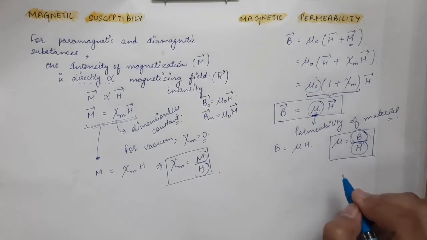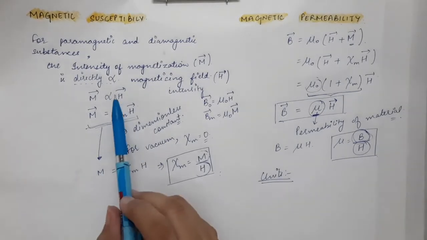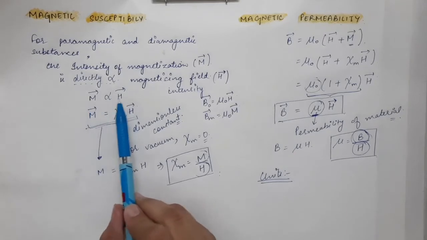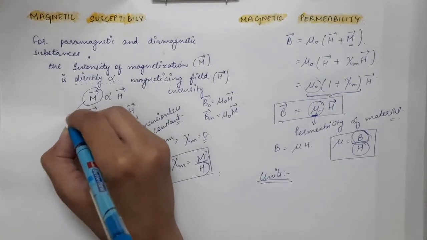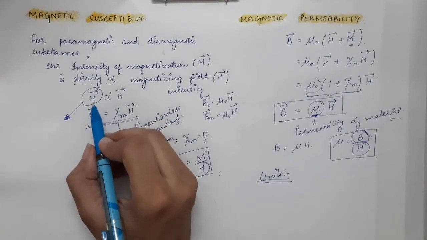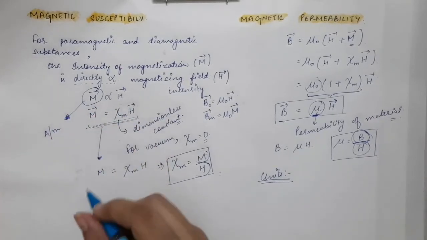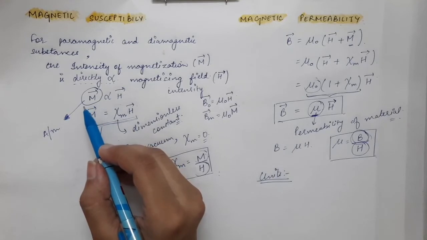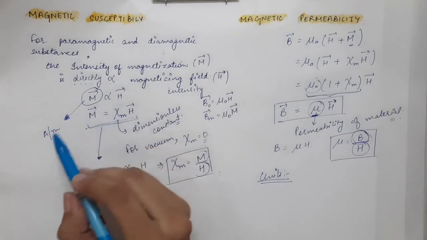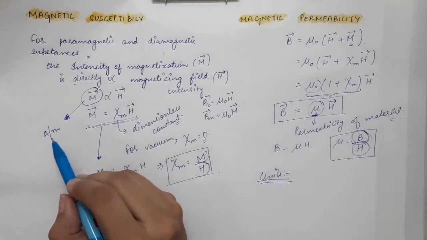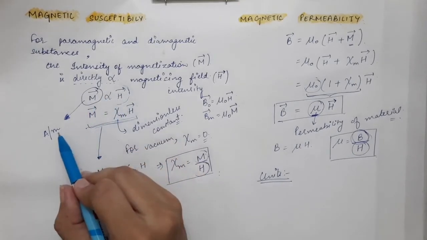Now what are its SI units? As we have already said, the units of M are the same as that of H. Now what are the units of M? We have seen in the previous lectures that magnetization has the units ampere per meter. Magnetization is the magnetic dipole moment per unit volume, and when you solve the units, you will get amperes per meter. So the magnetizing field intensity will also have the same units.